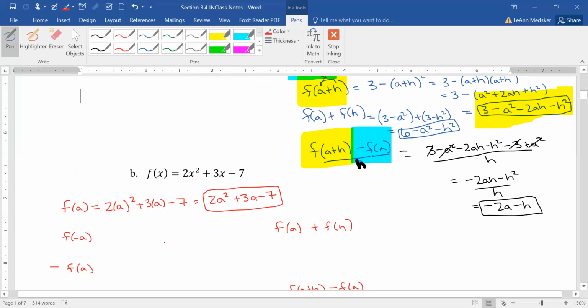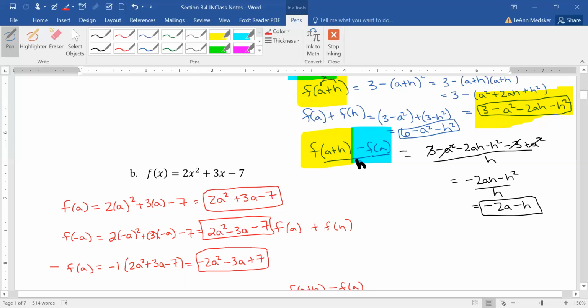For the second one, though, we're going to be plugging in a negative a. And sometimes that will change the way the equation looks. So when you square a negative, it's going to come out positive still, so that's still going to be 2a squared. But 3 times a negative a will be a negative 3a minus 7. So notice this is no longer the same as the original because the 3a changed signs. For the third one, we're doing negative 1 times the function evaluated at a, which was our answer from the first part. That's negative 2a squared minus 3a plus 7. So all the signs have been swapped.